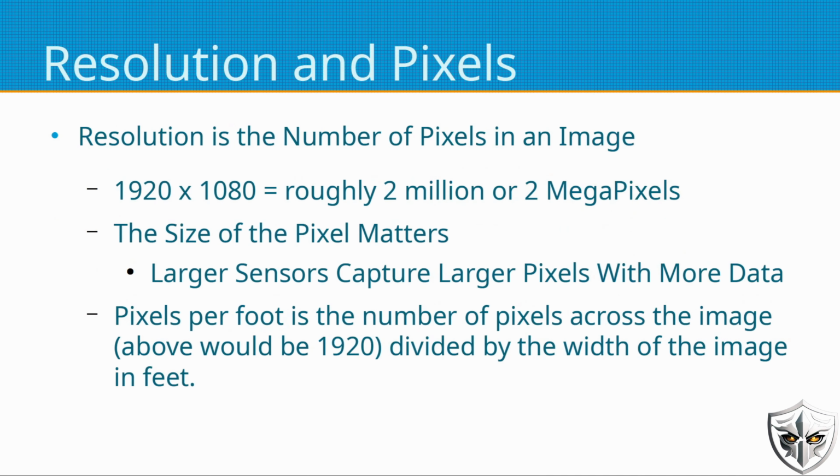Cameras, especially the IP cameras and newer technology, are rated generally in pixels when it comes to resolution. So resolution is the number of pixels in an image. 1920 by 1080. If you have a television that's 1080p, that means it's 1080 lines of progressive scanning, right? So 1920 by 1080p means that there's roughly 2 million pixels or 2 megapixels.